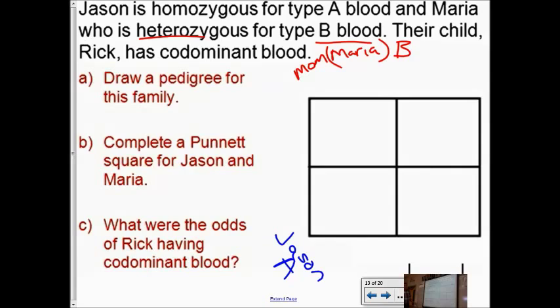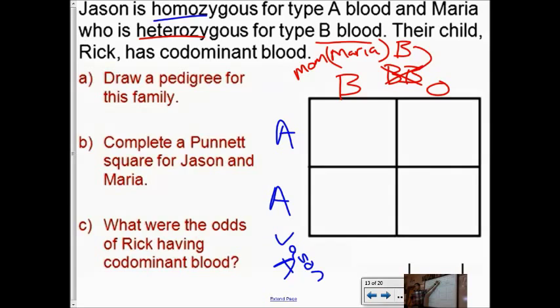But now we need to know what their alleles are. For Jason, if he's homozygous and he's A, it has to be AA. Homo means same. These two have to be the same. Maria, heterozygous for B. So, could it be BB? No, it has to be BO again. Remember, heterozygous means mixed. Can it be BA? No, because type BA, it's actually said type AB, is a whole other blood type. AB is a blood type. Okay? She's not type AB. She's type B.